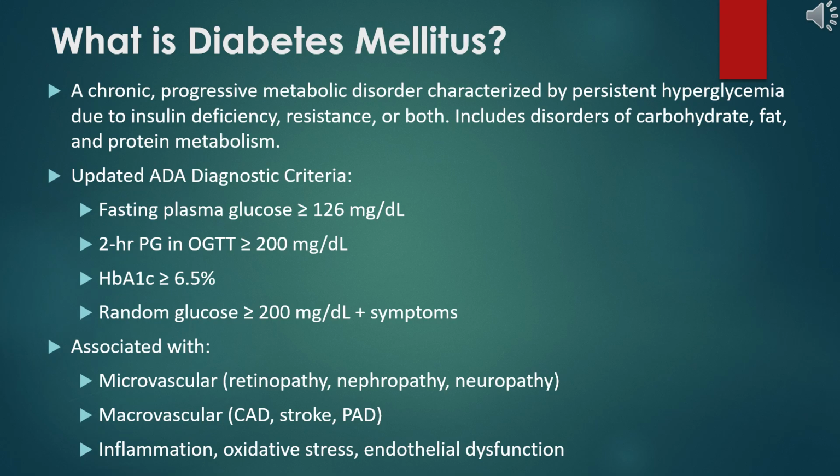Now, according to 2024 ADA guidelines, a person can be diagnosed with diabetes if they have a fasting glucose level of 126 mg per deciliter or higher, a 2-hour post OGTT glucose of 200 milligrams per deciliter or more, an HbA1c of at least 6.5%, and lastly, a random blood glucose over 200 milligram per deciliter along with symptoms.